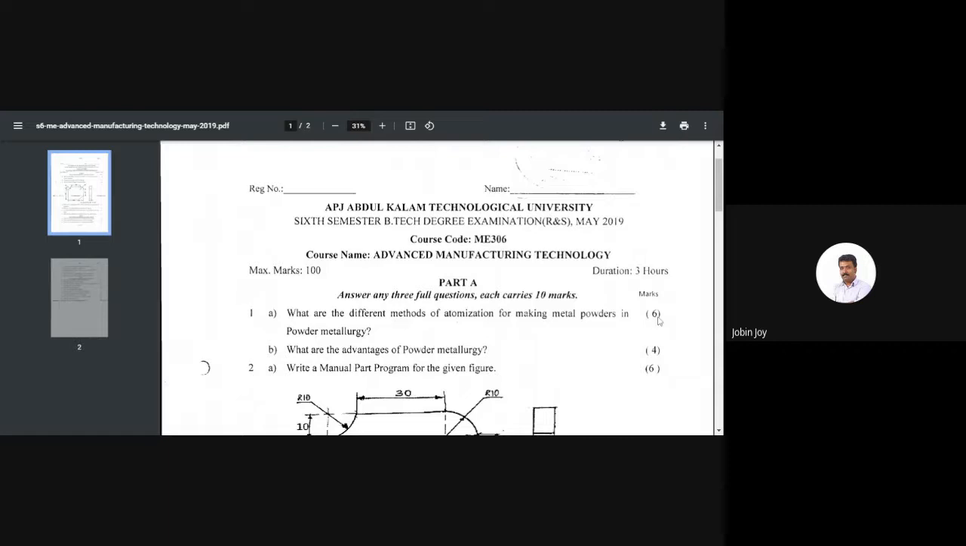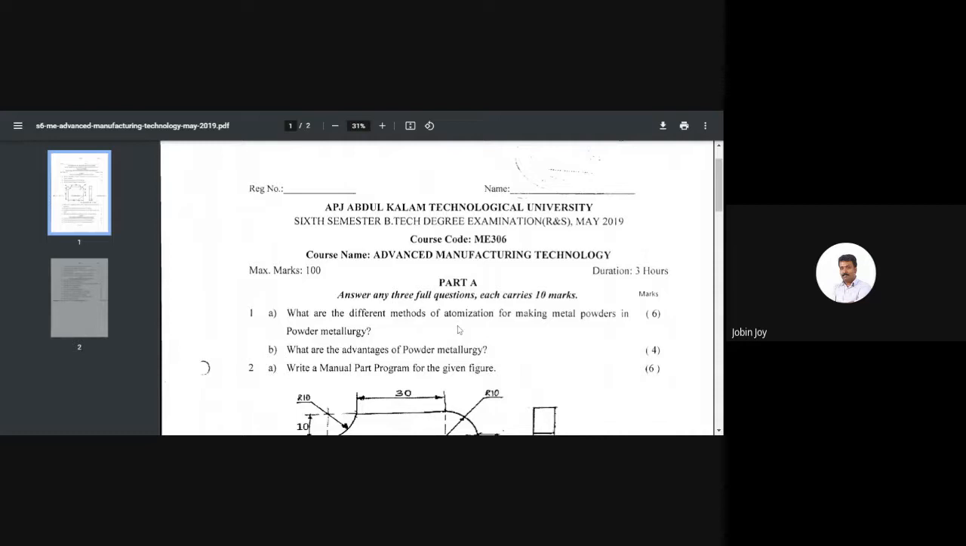And here you can see the marks is actually 6 marks. So when you write, the marks is very important. Whenever you write the answer, you have to check the marks. So here you can see 6 marks. So what are the different methods? You have to explain the different methods only, of atomization, with the help of figures.